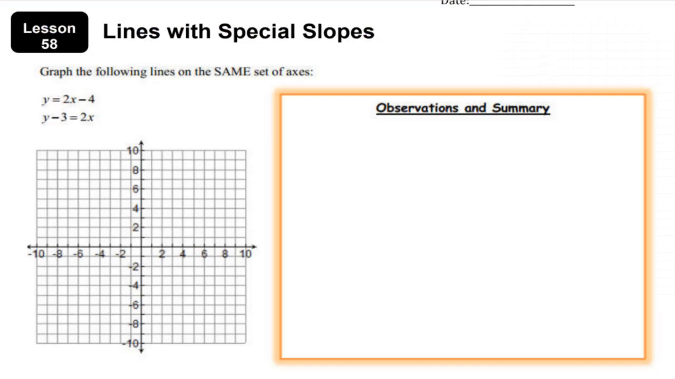Alright guys, welcome back. This is lesson 58, lines with special slopes. So what we're going to do is start by graphing these two equations on the same set of axes, and we're going to do some observing. I'm going to start with this first equation.